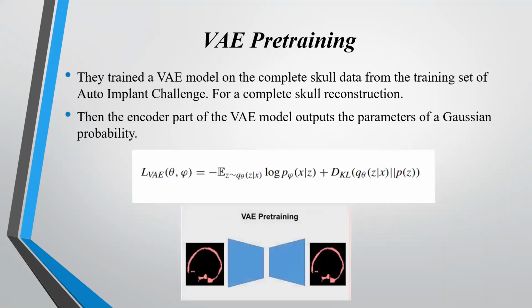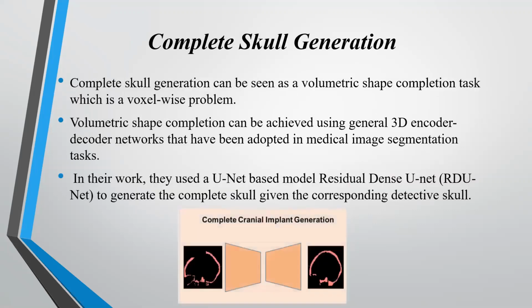Coming to the VAE pre-training, that is variational autoencoder pre-training. They have trained a VAE model on complete skull generation by taking the complete skull as x and Gaussian probability as q(z|x), and a latent variable of them, which is further fed into the decoder part. Then coming to the complete skull generation, it can be seen as a volumetric shape completion task. Volumetric shape completion can be achieved by using a 3D encoder decoder network that has been adopted in medical image segmentation tasks. So in this work, they have actually used a UNet based model and RDUNet. I'll be explaining RDUNet in the next slide.